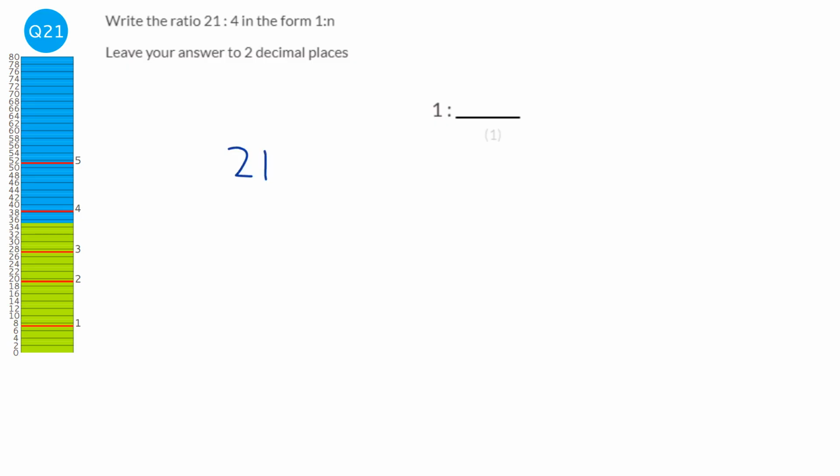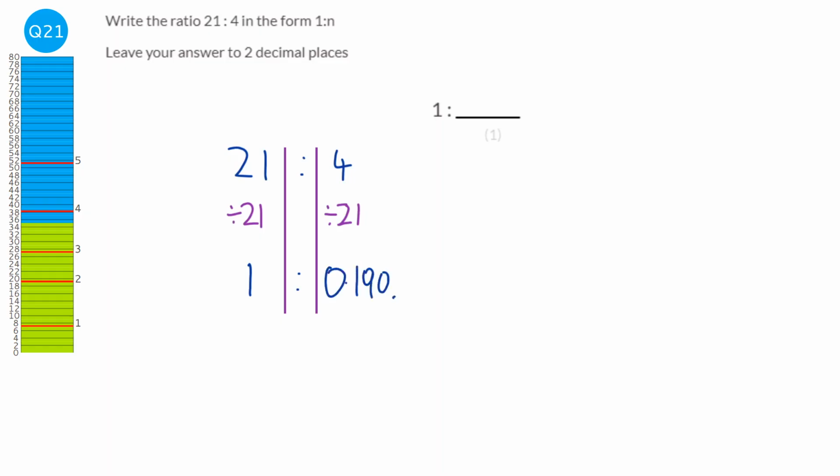So we're given 21 to 4 is the ratio. And we're just going to have our lines in, because what we need to do is make the left hand side be 1. Okay? And to do that, for 21 I need to divide it by itself, divide it by 21, and we're going to do the same to the right hand side. So 21 divided by 21 is 1, perfect, that's what we wanted. 4 divided by 21 is 0.190 and so on.